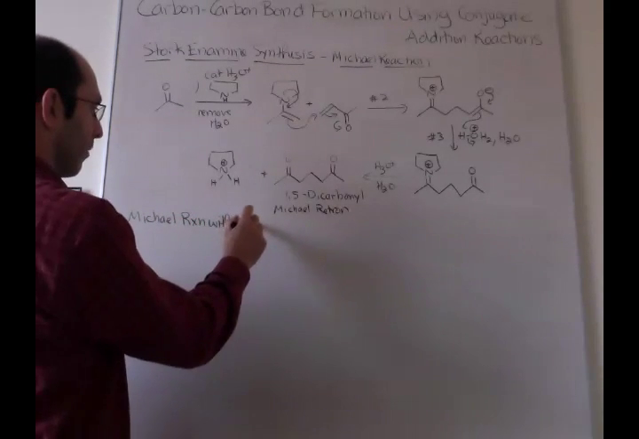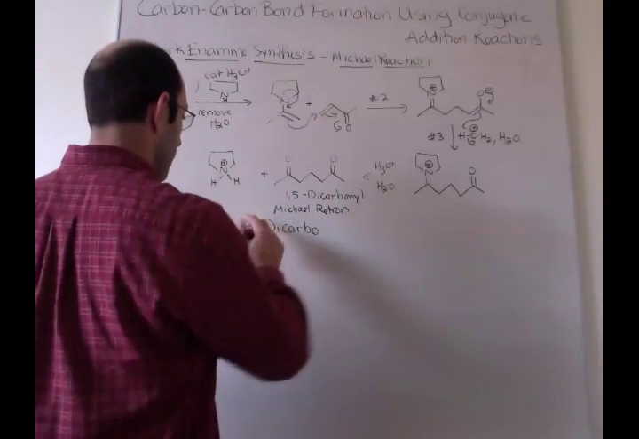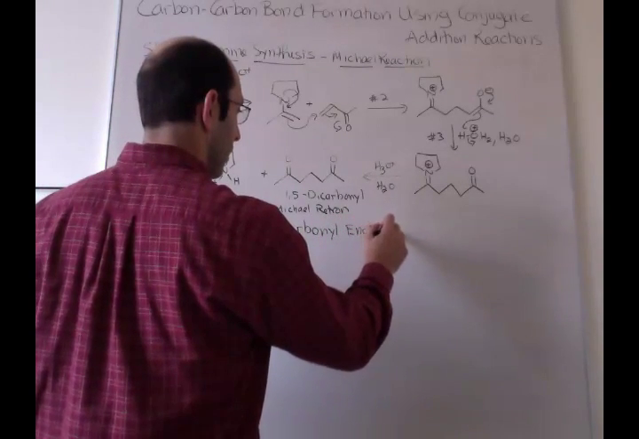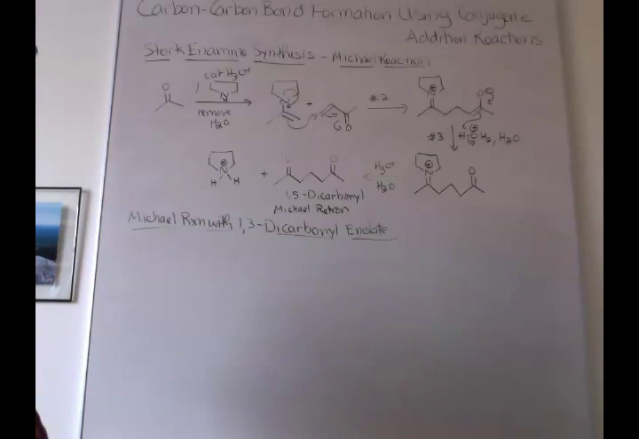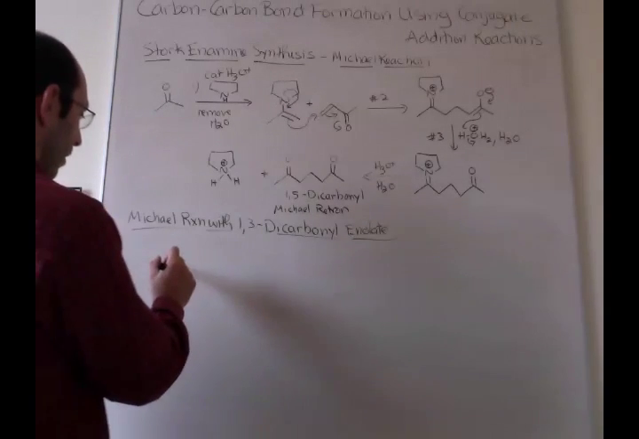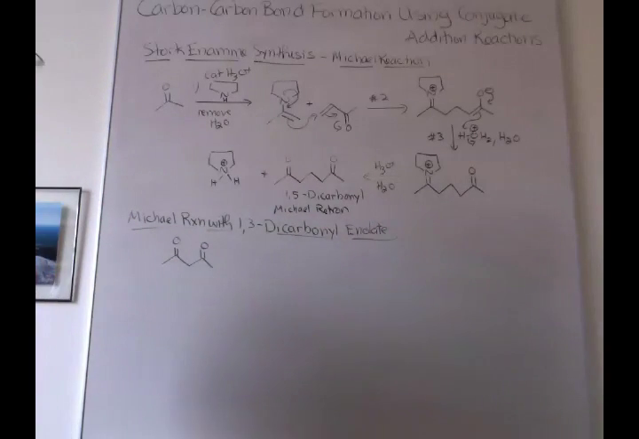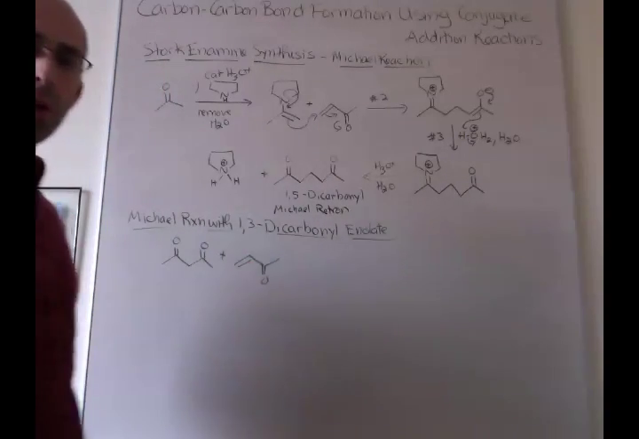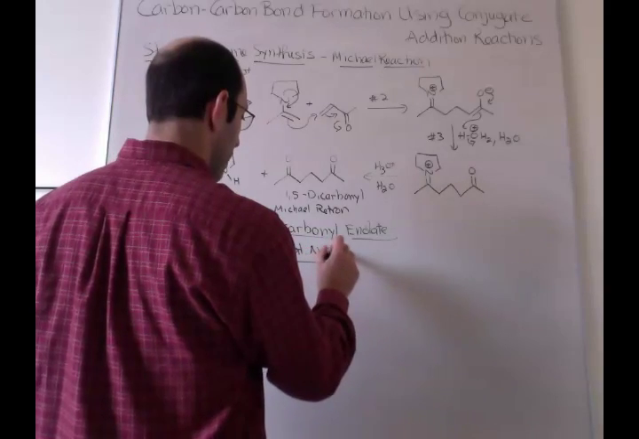with a 1,3-dicarbonyl enolate. And this is probably the most common Michael reaction. These are the most common Michael reactions, where you start with a 1,3-dicarbonyl, react that with your conjugated enone, and these reactions are very easily run with catalytic sodium hydroxide.